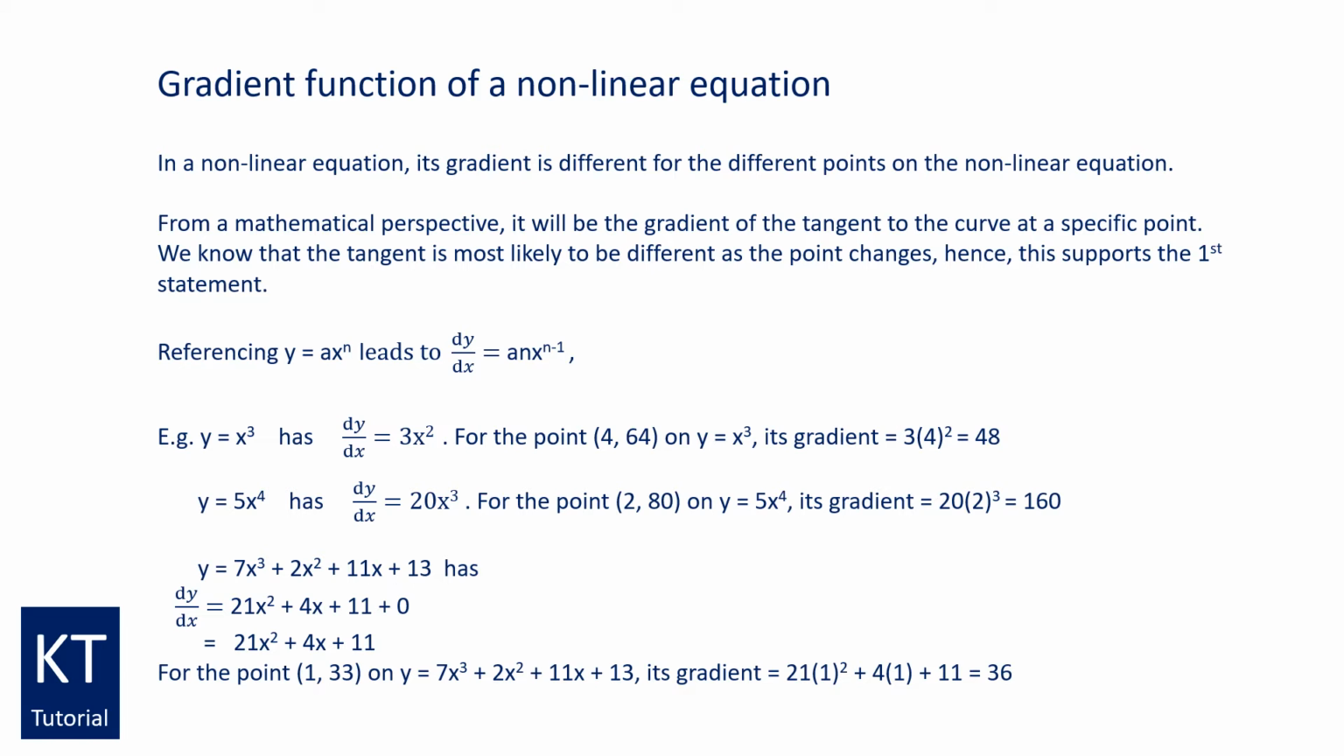As a third example, when y is a cubic polynomial, the cubic polynomial will have a dy/dx that's equal to 21x squared plus 4x plus 11. And at its point (1, 33), its gradient is 36.